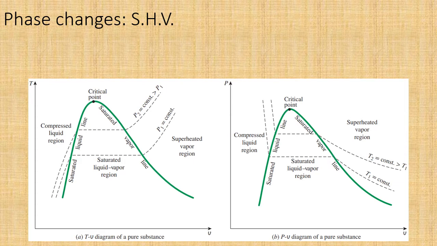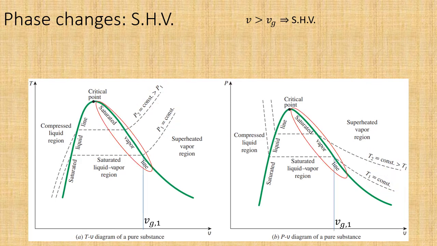It is important to note that the superheated vapor is different from saturated vapor. For a given temperature or pressure, when the specific volume V is larger than the specific volume of saturated vapor, Vg, then we have a superheated vapor. As mentioned earlier, Vg occurs on the saturated vapor line, the point where the first liquid droplets form, for a constant pressure or temperature.